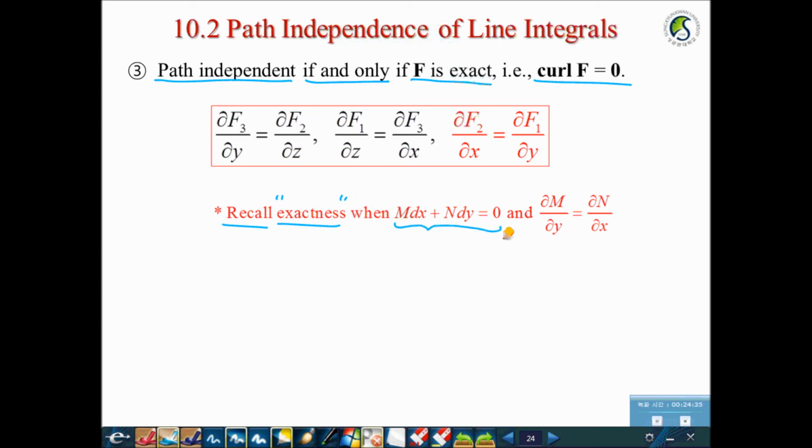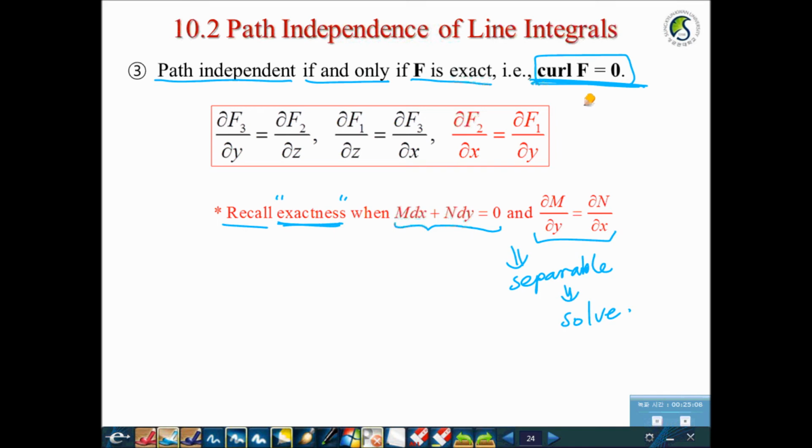If this kind of differential equation is given, right? If that's true, dM over dy equals dN over dx, then it is exact, right? And we can solve it. It's separable, so we can solve it, right? So curl F equals 0, this is the exactness condition, and that's exactly the third case.